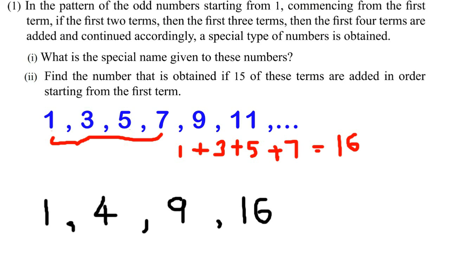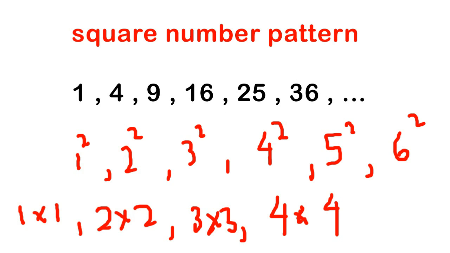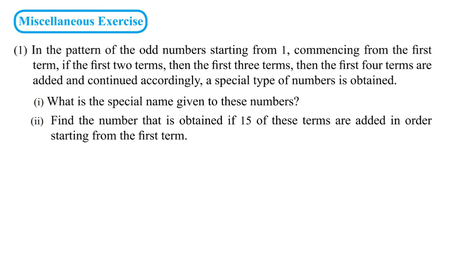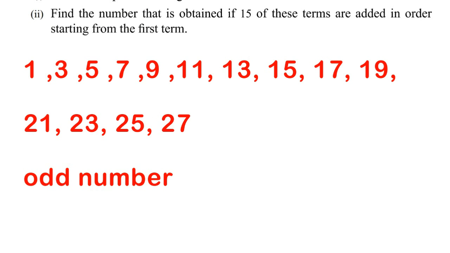This goes on continuously. A special type of numbers is obtained. What's the special name given to these numbers? Square number pattern.